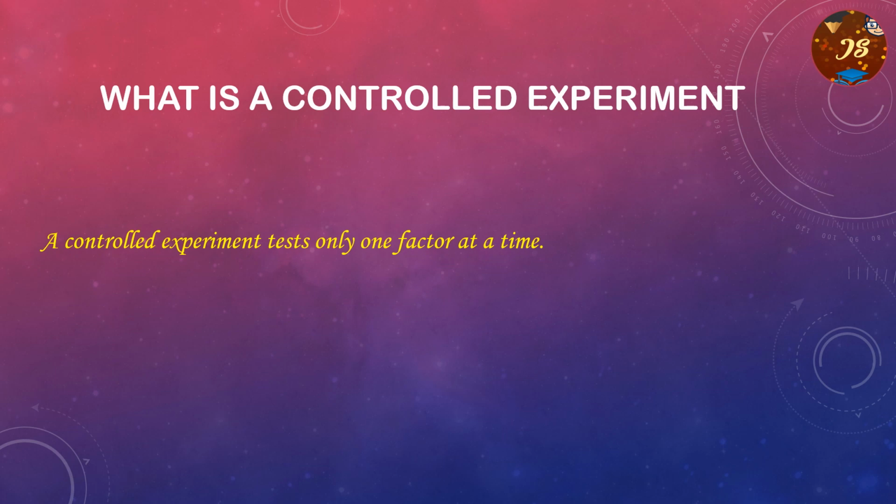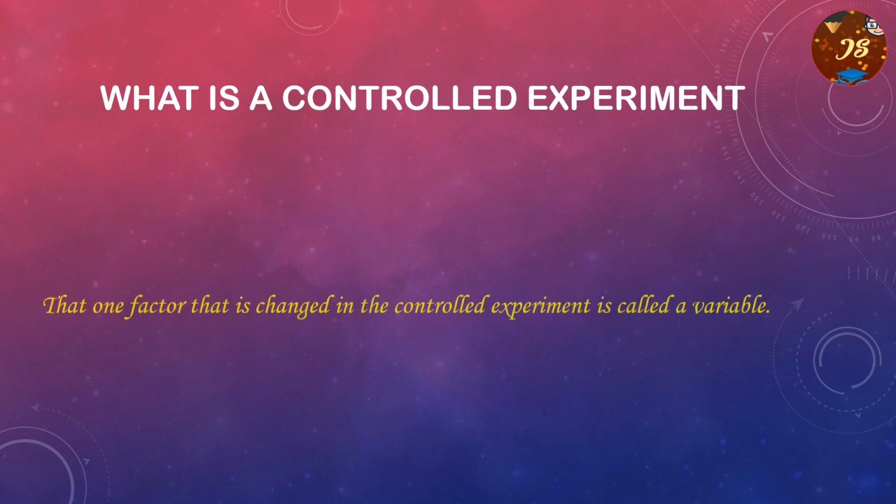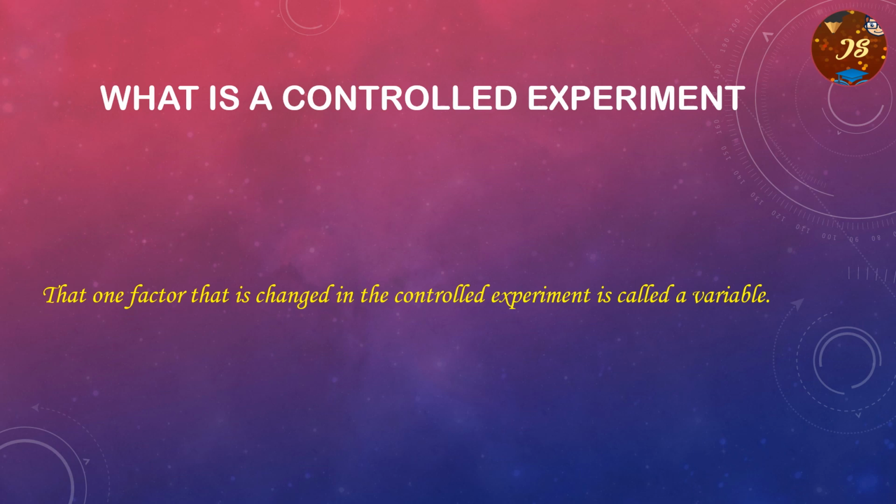Now, a controlled experiment tests only one factor at a time. Like in the example I have discussed, here only one factor is the alteration of the heart rate with the application of that particular drug. That one factor that is changed in the controlled experiment is called the variable. So here the alteration of the heartbeat is the variable, because that is the only factor that may change after the application of the drug in the controlled experiment.